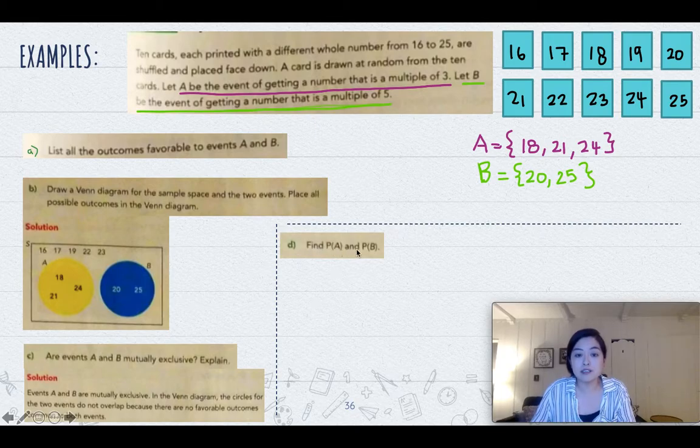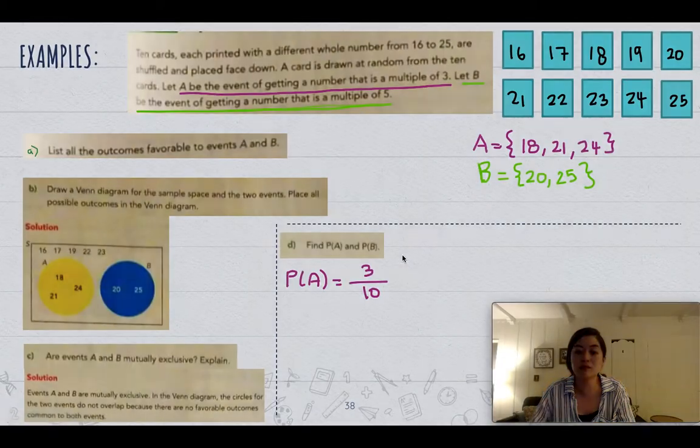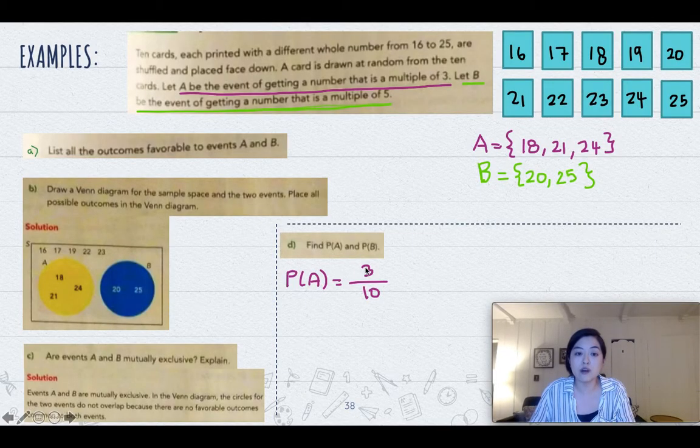Find the probability of A and probability of B. So the probability of A is the number of outcomes favorable to A divided by the total number of items in the sample space. Now there's 2, 4, 6, 8, 10 items in the sample space, so I put that in the denominator. How many outcomes are favorable to event A? 1, 2, 3. 3 is, so I'm going to put that in the numerator. So my probability of A is 3 out of 10.